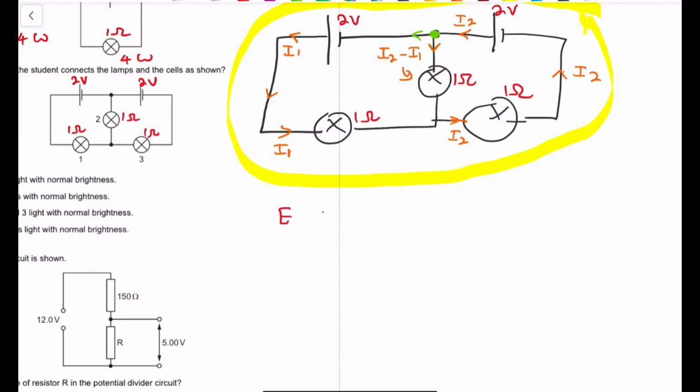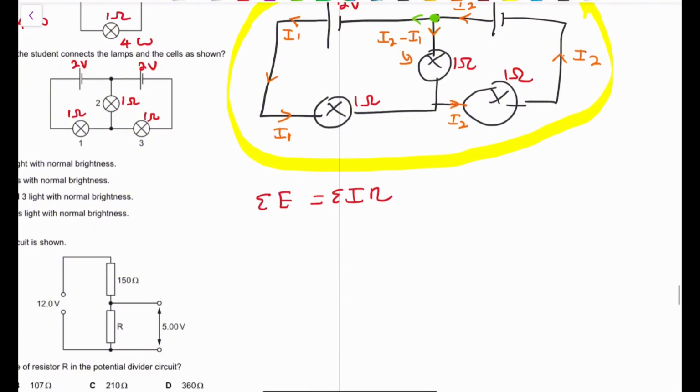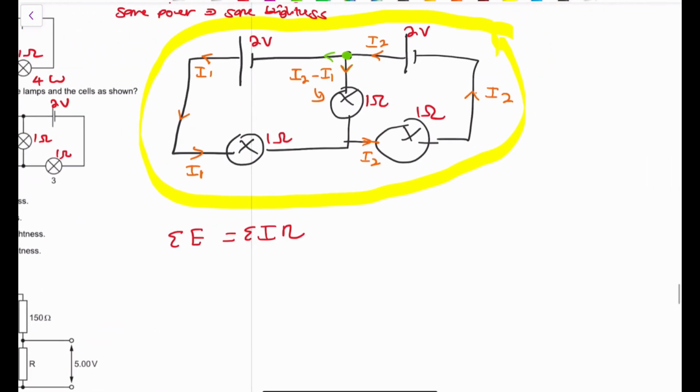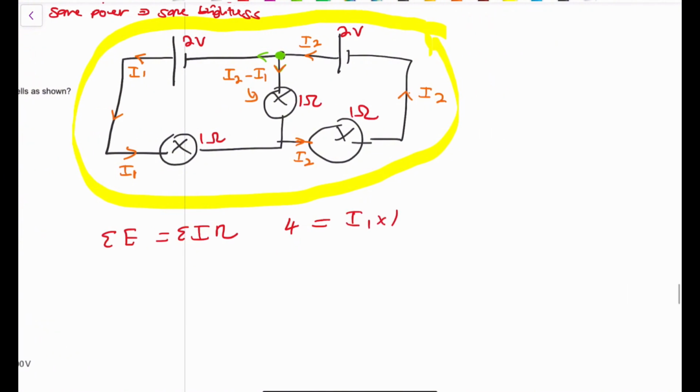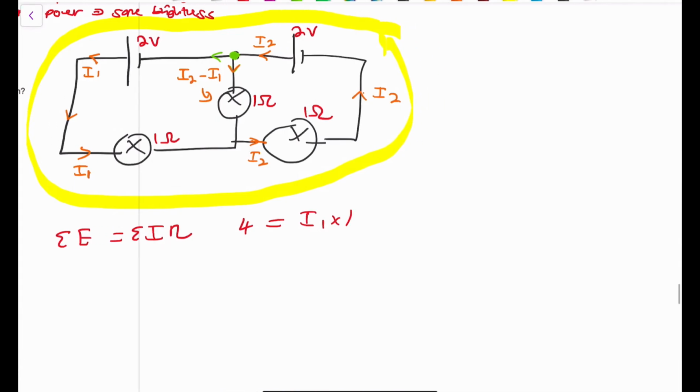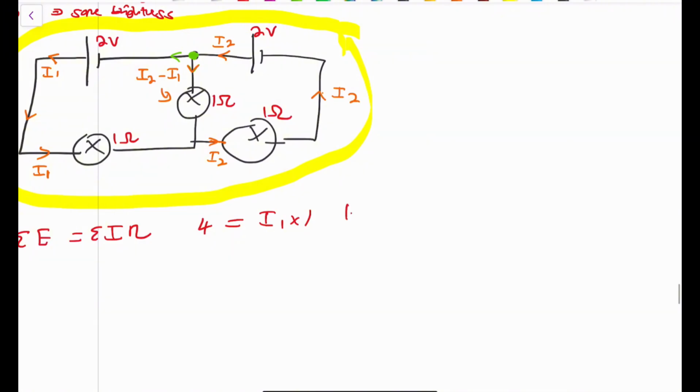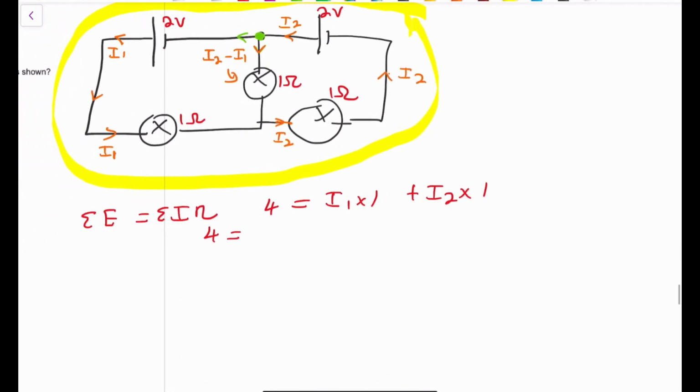So you use that the summation of E is equal to the summation of I times R. Your summation of E is going to be 4. If you start here, it's going to be I1 times 1, because that's IR. If you move here, this is going to be plus I2 times 1. So your value of 4 is going to be equivalent to I1 plus I2. I don't know what I1 is, and I don't know what I2 is, but what I know is if I add the 2, I'm going to get 4.